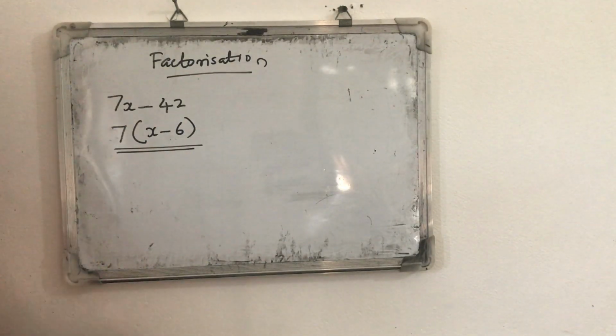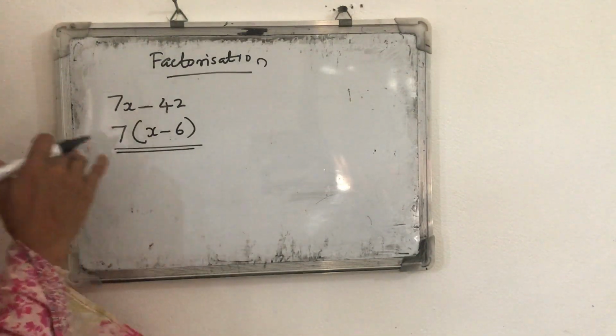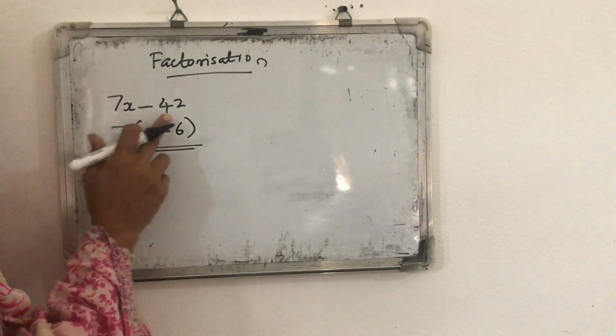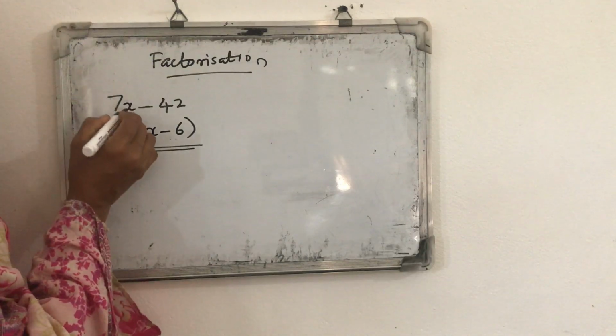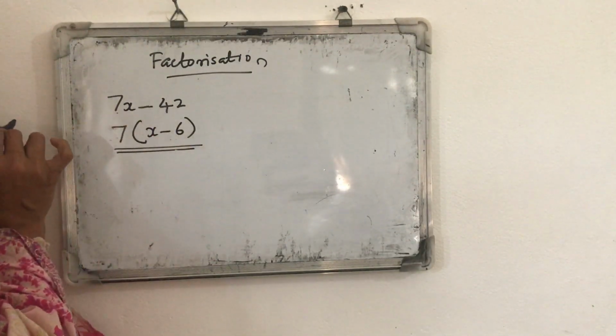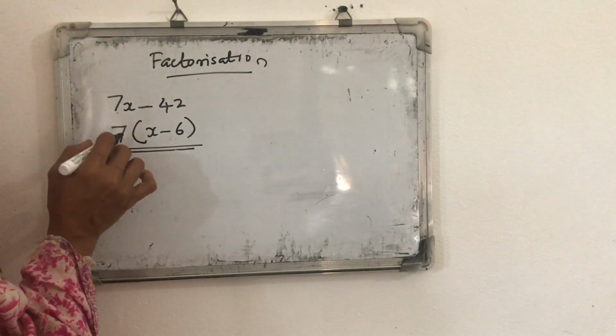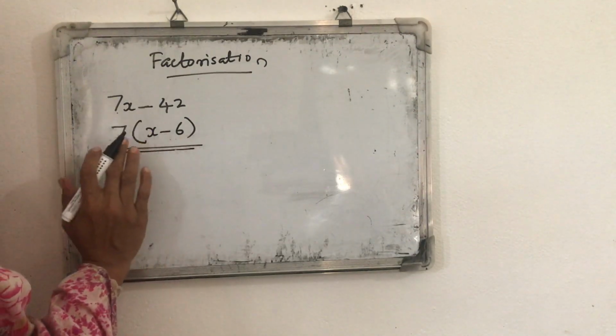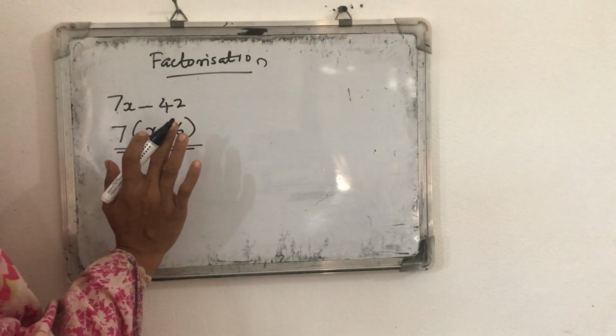In the factorization form, there will be only one term. The factor form of an expression has only one term. But here it is two terms: 7x is one term and 42 is another term. After factorization, we will get only one term: 7 into x minus 6.